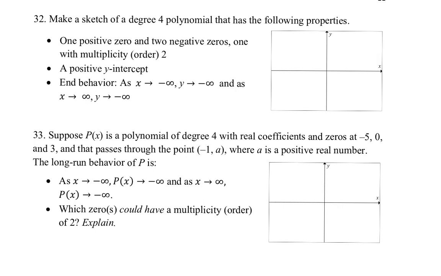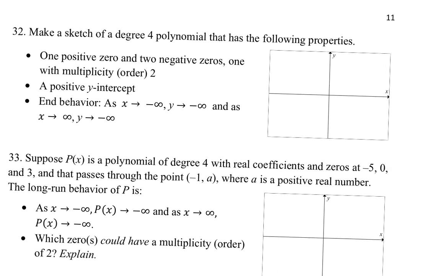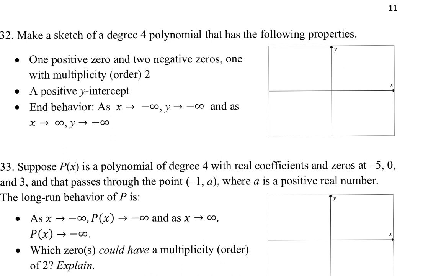Awesome. Now we're into part 6, and we're going to start with number 32. We're asked to make a sketch of a degree 4 polynomial with the following properties. We have a positive zero and 2 negative zeros. One of those has order 2. We have a positive y-intercept.